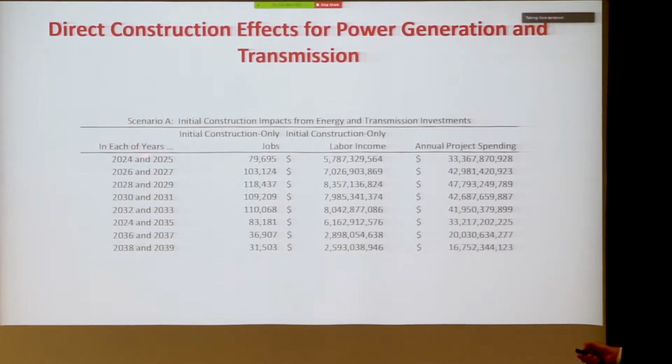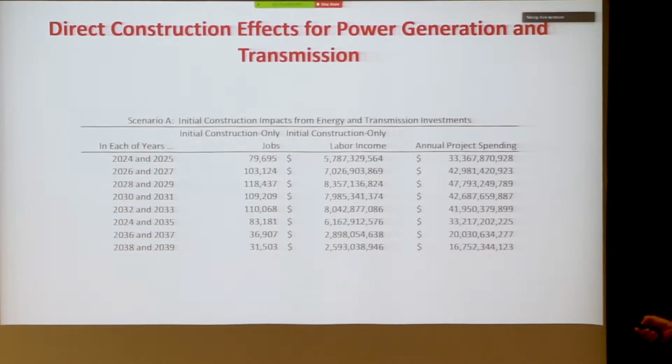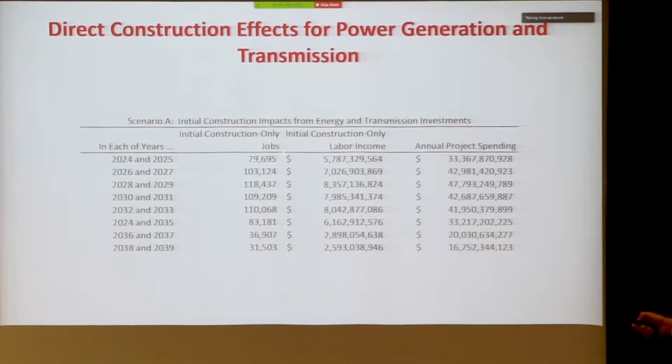So I have activity going on then in 2024 and 2025. You can see it's in 2-year pairs. Each year, my initial construction activity would generate this kind of jobs. And by the way, I'm only talking about the construction jobs right here, not the supply chain jobs. And then here's the labor income jobs. Here's that divided in half, annual project spending.